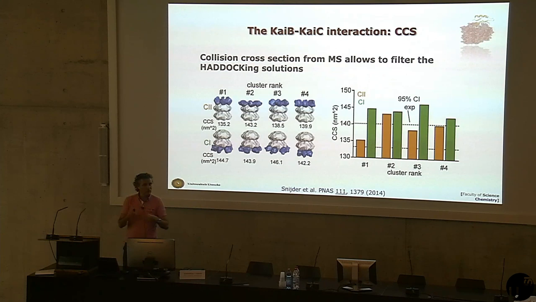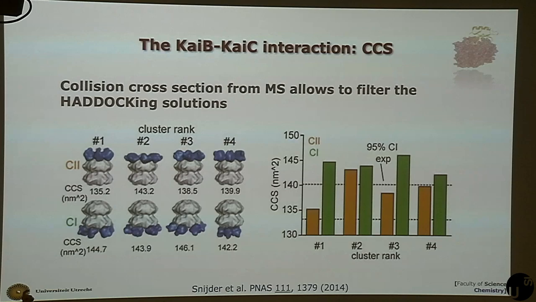Okay, so in MS, you can measure this time and you can relate this time to this collision cross-section. And if you have a structure, if you have a model, you can back calculate what this collision cross-section should be and compare to your experimental data. Now, this is what we did for all those clusters. So the orange ones are the top solutions, the green ones are the bottom solutions, and the two dotted lines are the experimental range for this collision cross-section. So based on this experimental data, we decided that probably the orange one is the right solution, and this is our best score cluster for the orange one, which is nicely in the middle.